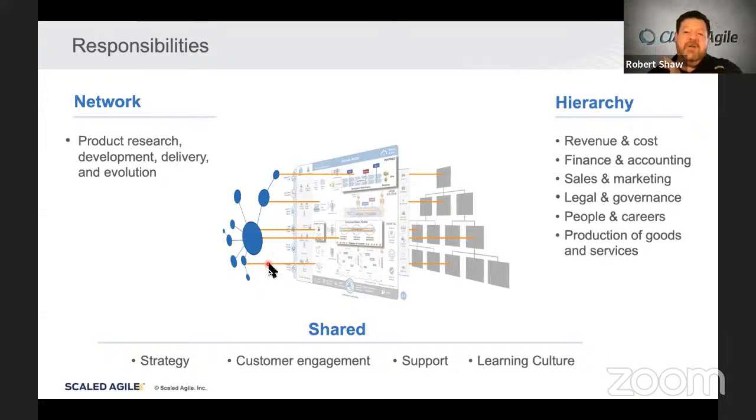We still have the hierarchy. There's still a more focused on revenue, costing, finances, accounting, sales, marketing, et cetera. But then if you look at the network, it's a single bullet, but that's a broad bullet. Product research, development, delivery, and evolution, R&D. Figuring out what the client customer wants, what's valuable in there, what are our options, how do we deliver it, and how do we continue to evolve it. A single but broad bullet on that other side.